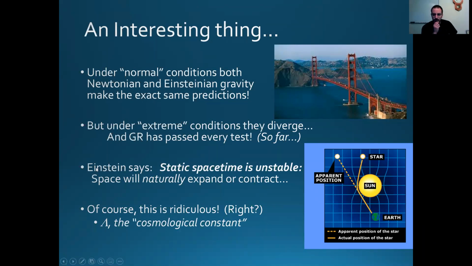Now, moving ahead a little bit, one of the solutions that pops out of these Einsteinian equations is that static spacetime is unstable. That in addition to being curved and bent by masses, spacetime will either tend to expand or contract very, very rapidly. Now, back in 1915, Einstein looked at this and said, no, that's ridiculous. The universe is stable. The universe is not exploding. It's not collapsing on itself in a fraction of a second.